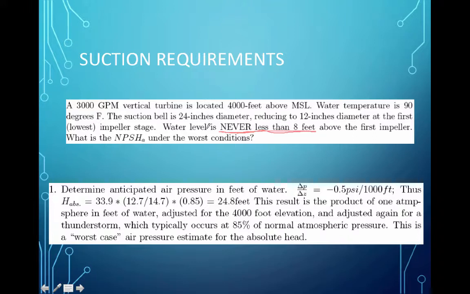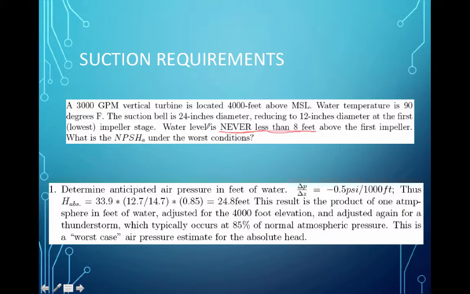psi, and so on. We already know that 1 atmosphere of water is roughly 33.9 feet of water. We know that by looking it up on the internet. We know that we've lost a half psi per 1,000 feet. We have 4,000 feet, so we're going to lose 2 pounds per square inch. So our air pressure is 12.7 divided by 14.7. That gives us the ratio to multiply that 33.9 to anticipate what the pressure is in feet of water at that 4,000 feet elevation.